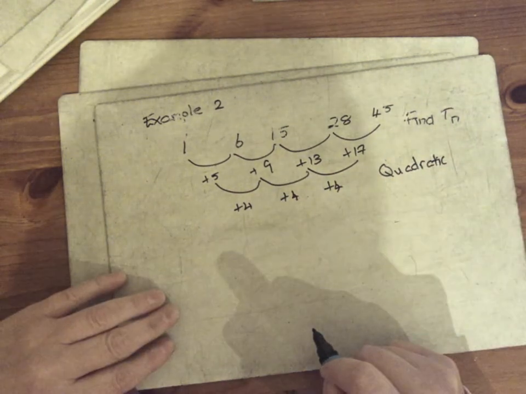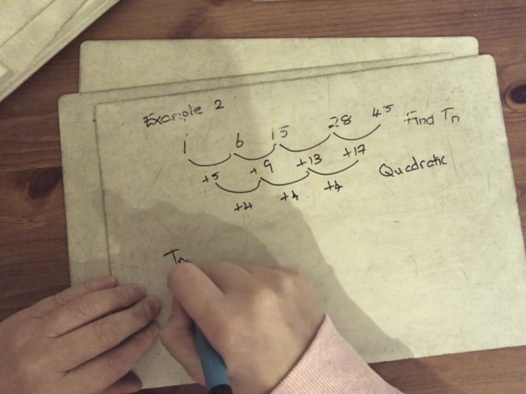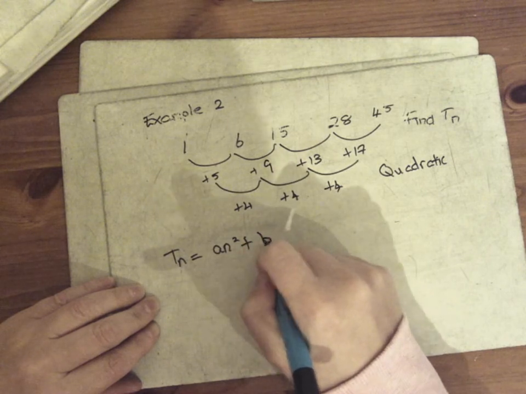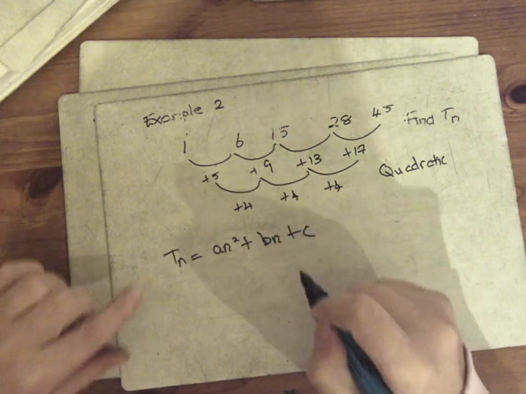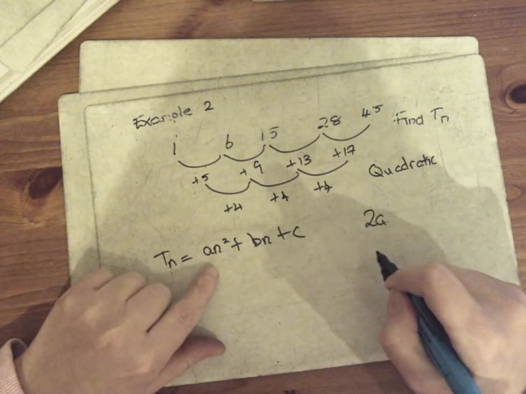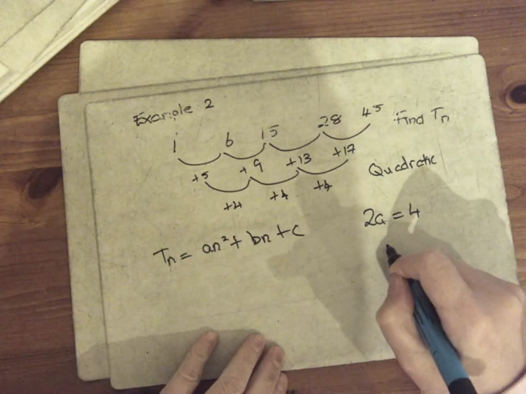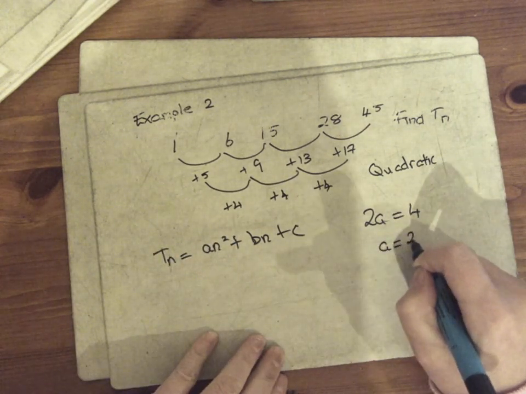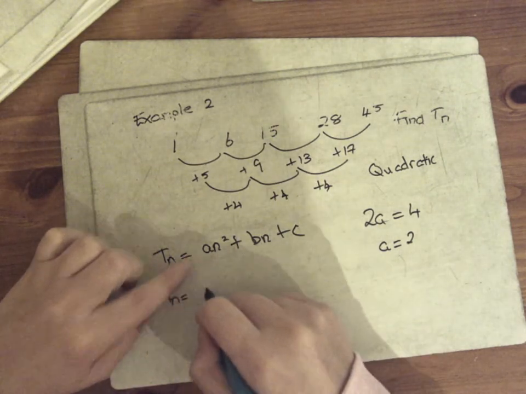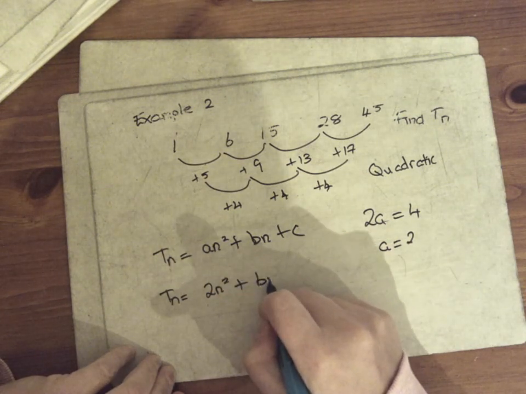So straight away you can say that the general term is an squared plus bn plus c. So that's the first piece of information you've learnt. Okay, it's not going to jump into your head, you need to learn it. And 2 times a, twice this number, is equal to the second difference, which is equal to 4. So if 2a equals 4, that means a is equal to 2. So for Tn, I figured out that a stands for 2. So it's 2n squared plus bn plus c.